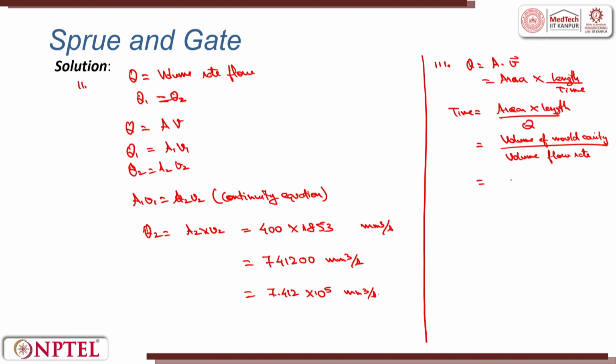Which is equal to 10 raised to power 6, it is the volume of the mold cavity. Volume flow rate is given or it is calculated, that is 7.412 into 10 raised to power 5. This gives me the time as 1.35 seconds. The volume 10 raised to power 6, how has it come?